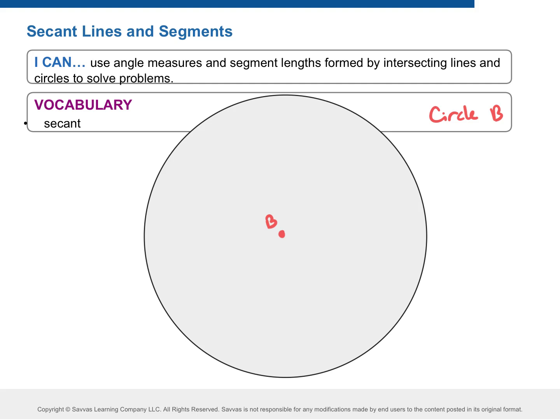So the last section of chapter 10 was circles. 10.5, we're going to be talking about secant lines, segments, and angles from those lines, okay? So we're going to talk about the three different lines that we know so far. Well, we know two, we're going to know three.